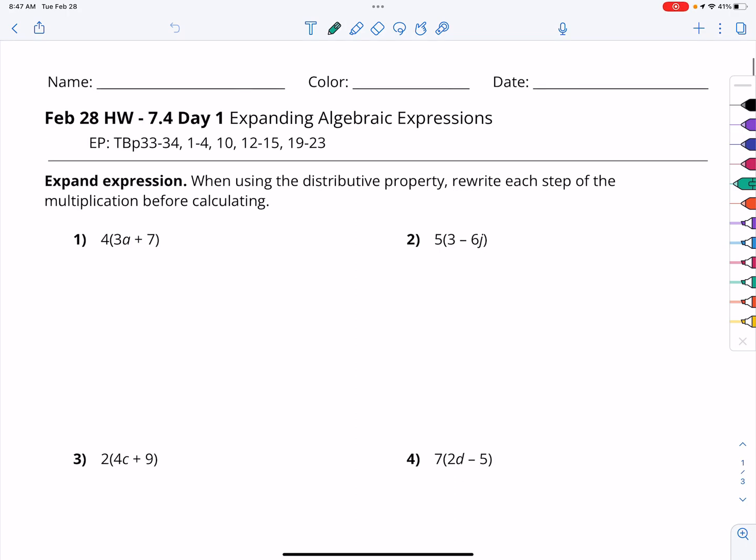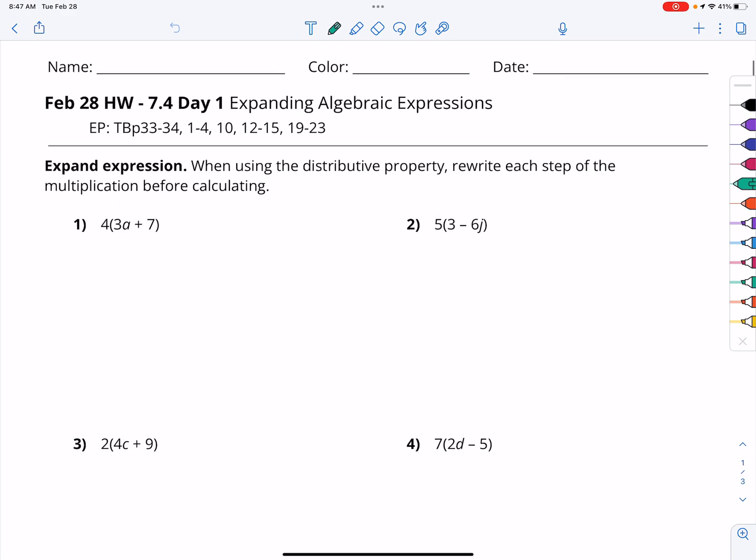Greetings and welcome to the homework solutions video for chapter 7, lesson 4, day 1, expanding algebraic expressions. There's the big list of extra practice problems, and we are going to be getting into this. Using the distributive property, rewrite each step of the multiplication before calculating.